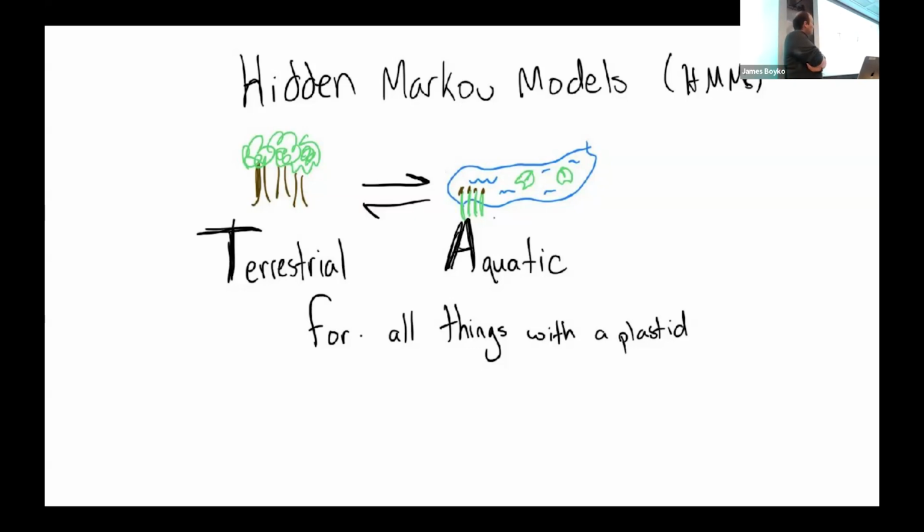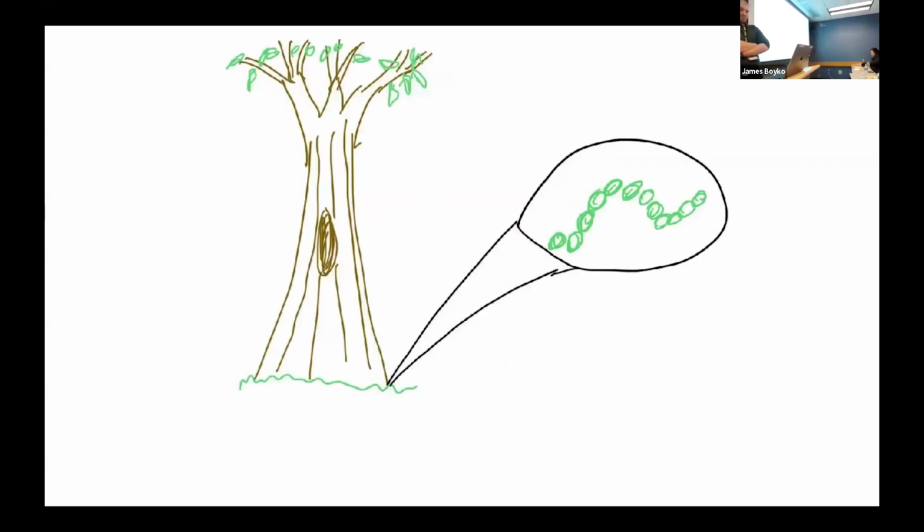Cool. So let's talk about hidden Markov models. I'm going to give you another new example. Here we are interested in transitions between a terrestrial habit and an aquatic habit for anything that has a plastid. This is the group called Viridiplantae. It includes everything from an oak to a cyanobacteria, which are sort of the source of the plastid. So maybe it's cheating, but we are going to model the evolution of their habitat.